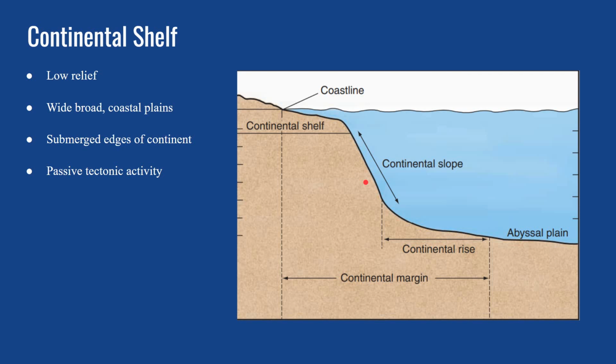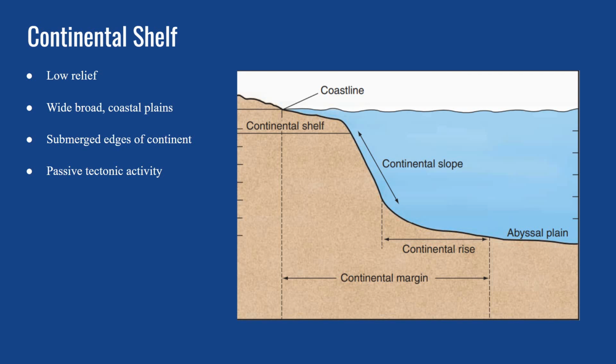Continental shelf is a fairly flat extension of the continent under the ocean in the coastal area. It is, again, the submerged edge of a continent. It is continental crust, but the sea level is high enough to submerge the fringe, or in the case of New Zealand, most of that continental plate.